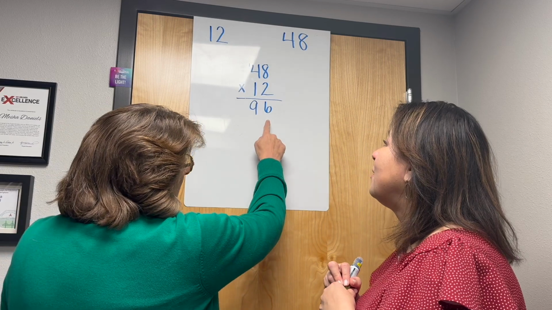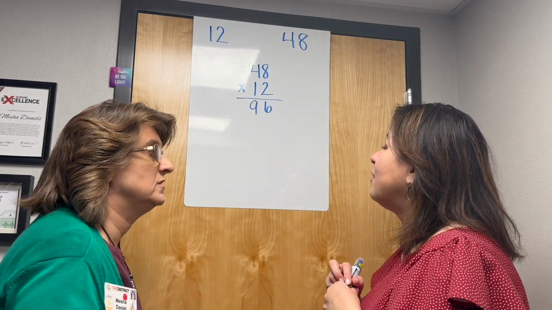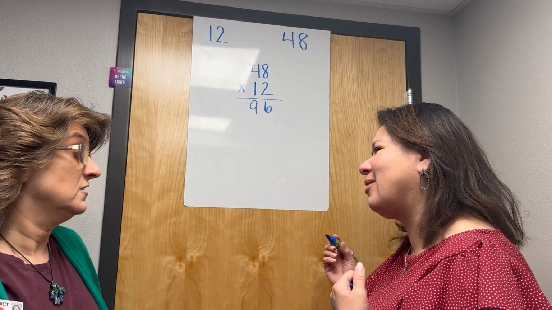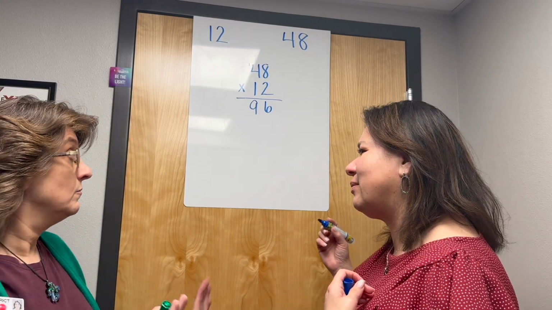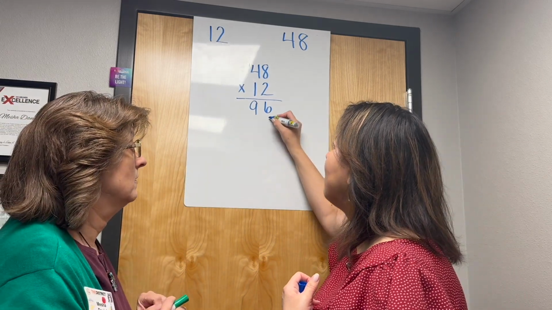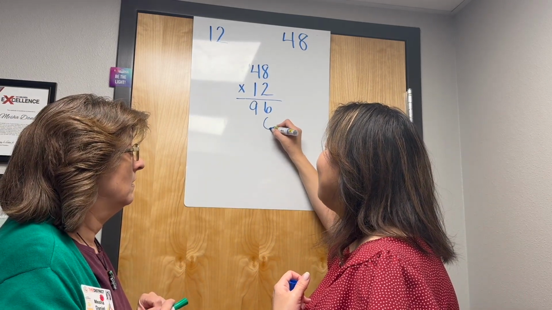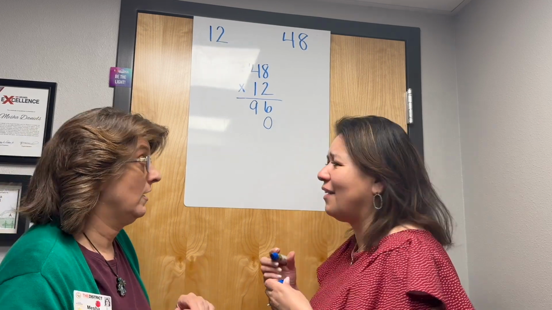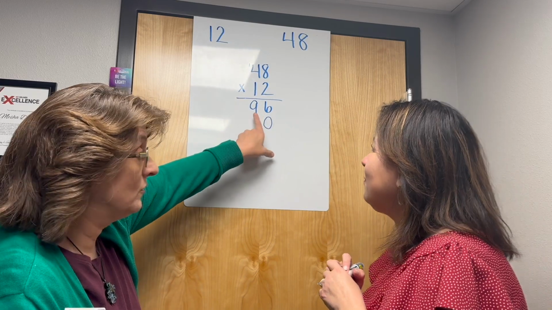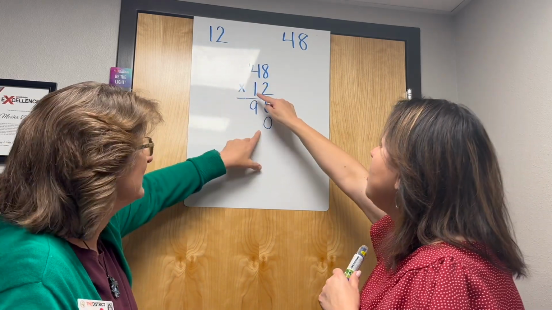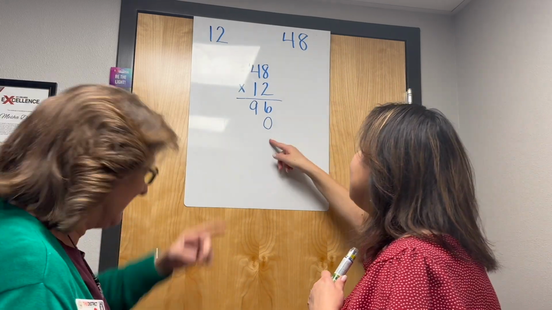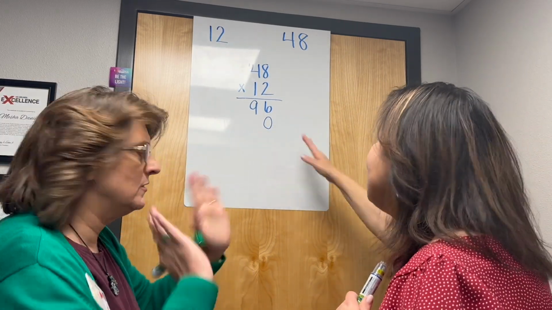So now right here underneath the 6, I want you to put a 0. Why? Because it's going to hold its place. It's like nobody can go here, because that helps you remember that you don't put a number here. But I don't get it. Okay. Because that's the ones place, right? We already did the ones place. We're going to be doing the tens place. Oh, that's why you put the 0, because we're not doing ones anymore.